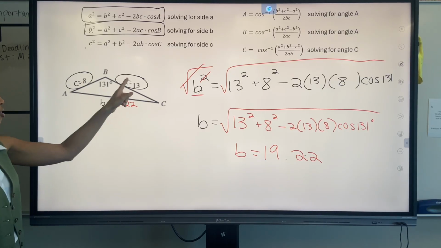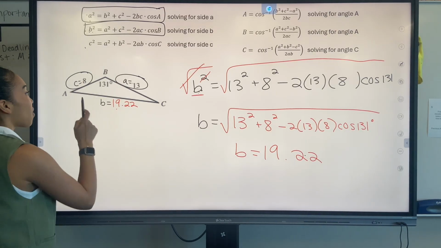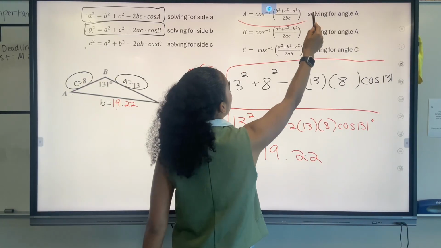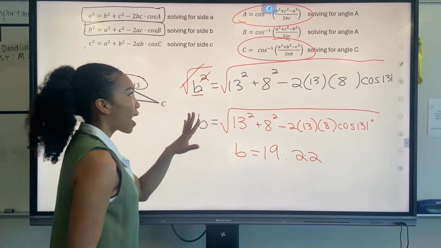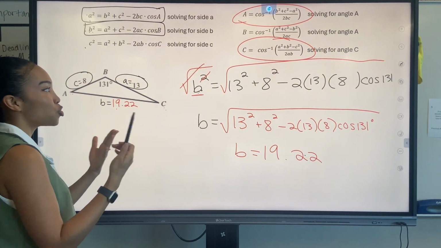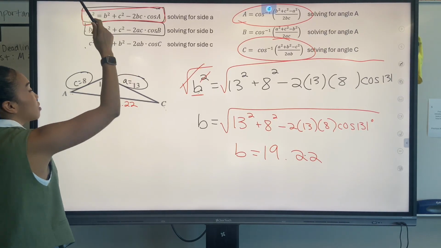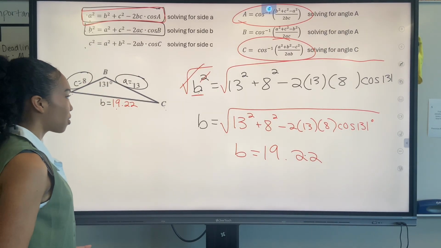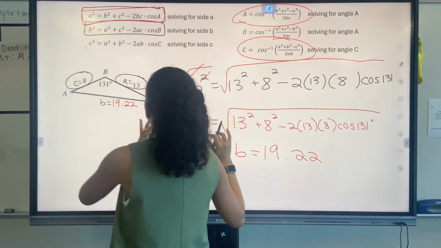Okay, so I found all the sides. Now I need to find all the angles. If I want to find angle A, you would just use this formula right here. If you want to find angle C, you would just use this formula right here. I think that's too many formulas to memorize, okay? So I'm going to show you how you can use the regular formula to get everything else that you need, okay? So I'm just going to use the same formula.